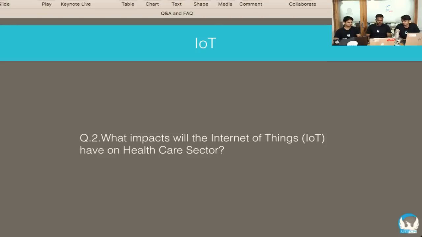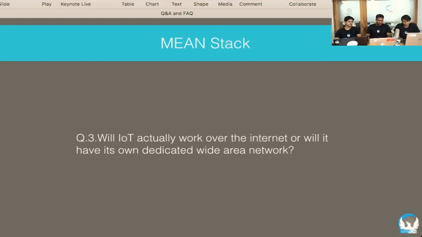Okay, moving on to the final question. This is an IoT question. Will IoT actually work over the internet, or will it have its own dedicated area network? I think it will be both. It depends on what kind of use case you are working on.